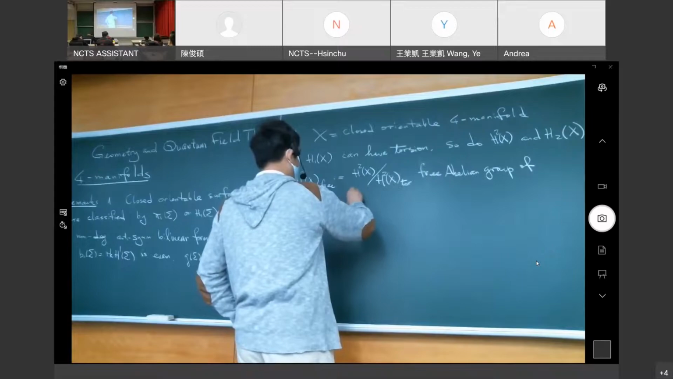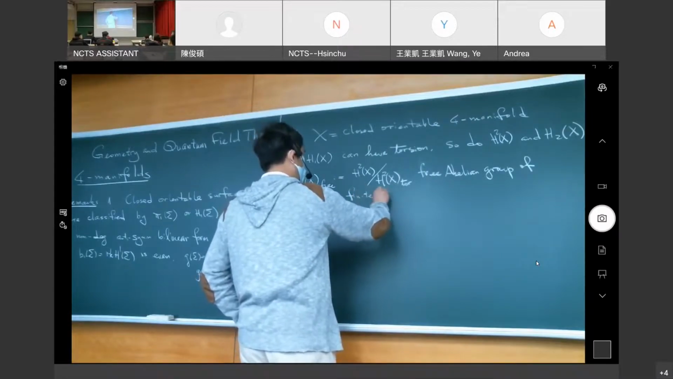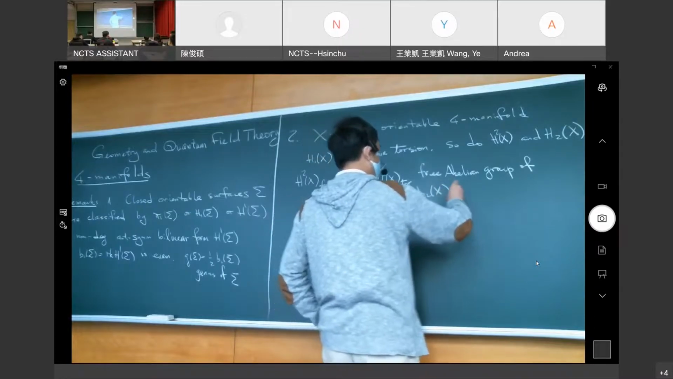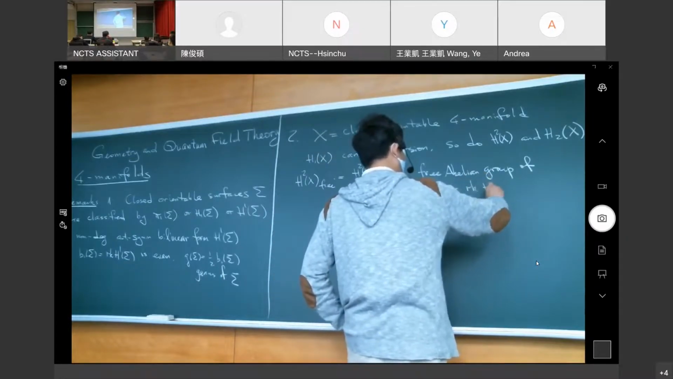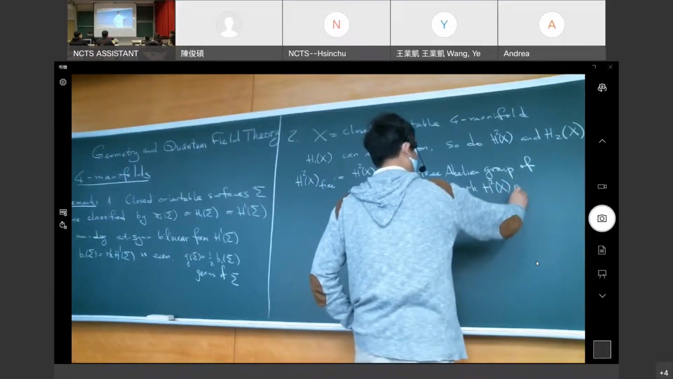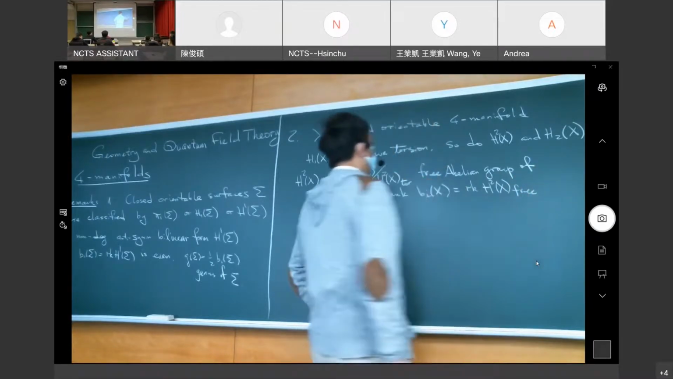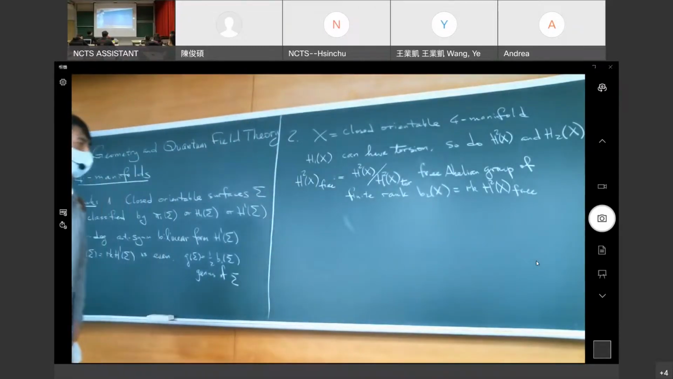Of finite rank. And the rank is usually denoted by the second Betti number of the manifold. And there is an intersection form, just as the surfaces do, which I mentioned a moment ago.